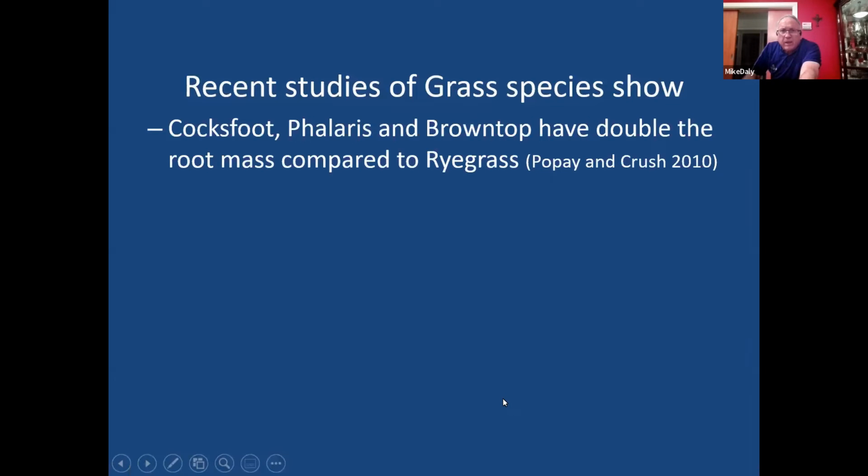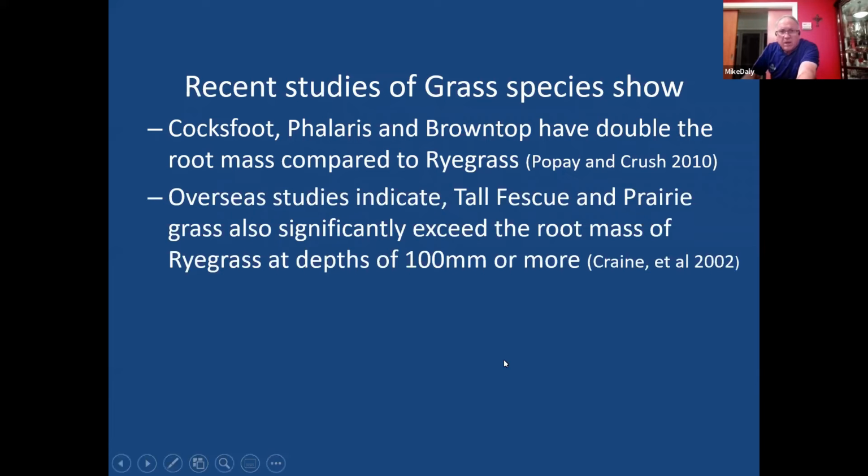This was a research paper that I read. Cocksfoot, phalaris and browntop have double the root mass compared to ryegrass. Now, 90% of our pastures in New Zealand are ryegrass, but some of the other species are actually better. If you've got a bigger root mass, you've got more capability of harvesting and catching the nutrients. Overseas studies indicate cocksfoot and prairie grass also significantly exceed the root mass of ryegrass at depths of 100 millimeters or more.